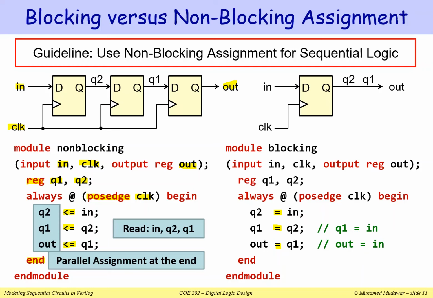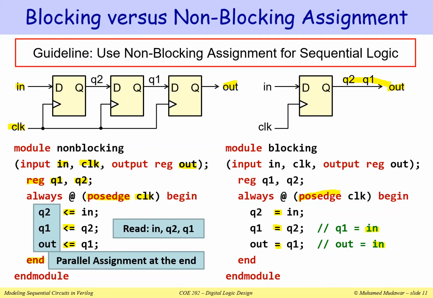Therefore, the values of Q1 and out are simply the same as the value of Q2, which is in. So at the positive edge of the clock, this is what will happen. Q2 becomes in. First we assign to Q2 the value of in. Then after we finish this assignment, we assign to Q1 the value of Q2, which is also in. And then after finishing the second assignment, we assign to out the value of Q1, which is also in. So basically Q2, Q1 and out will all become the value of in, and therefore this eliminates the need for the extra flip-flops. We are canceling the second and the third D flip-flops. So the meaning has changed when we use a blocking assignment.